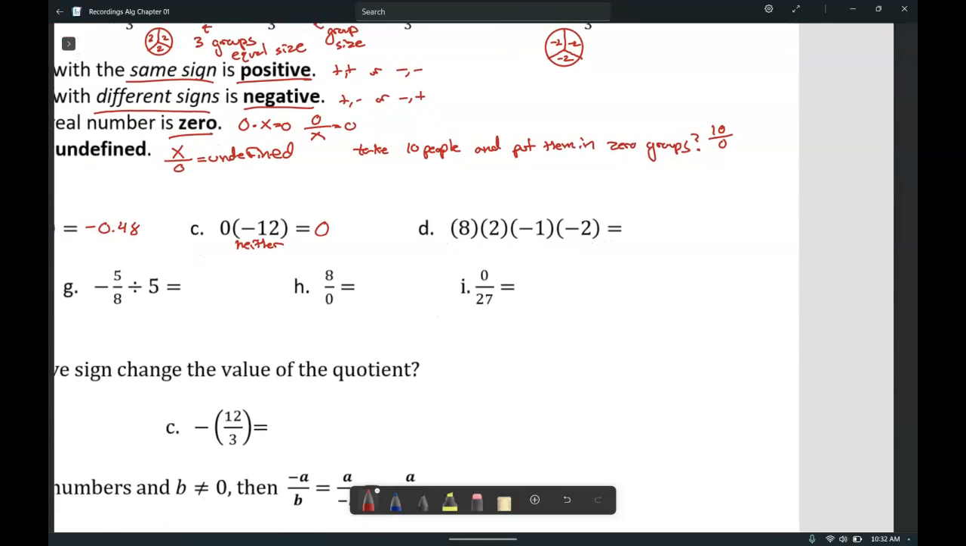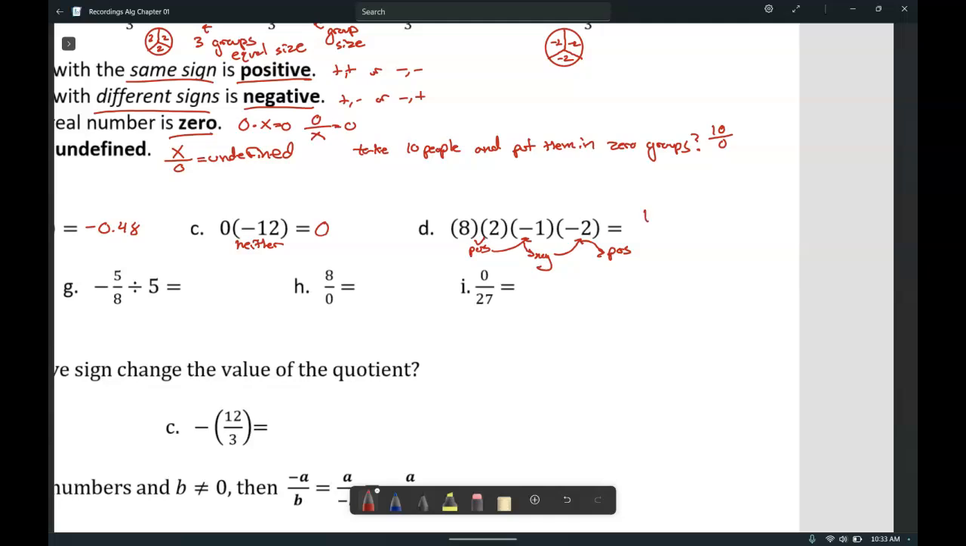Here we have to do it in multiple steps. So when we multiply these together, it's positive. But then when we take the positive and multiply it by the negative, now we get a negative value. And then when we multiply the negative by another negative, then we get another positive value. So let's work through this piece by piece.